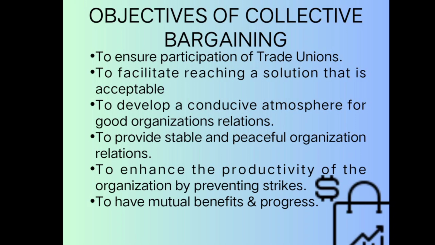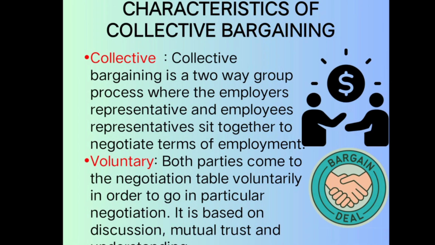So next we will see the characteristics of collective bargaining. First is collective. Collective means it is a two-way process of bargaining where the employer's representative and the employee's representative sit together to negotiate terms of employment. Here the bargaining will not take place directly from the employees to the administration. One representative from the employer and one representative from the employees will meet together. They will negotiate whatever they want and whatever they want to provide.